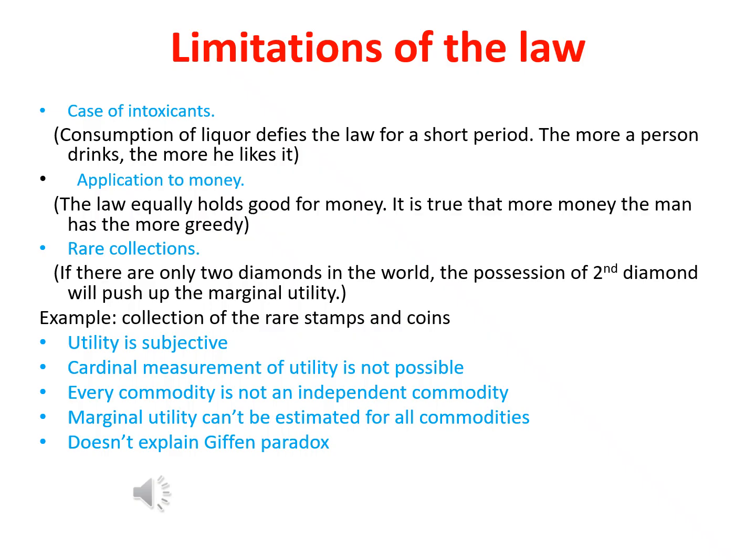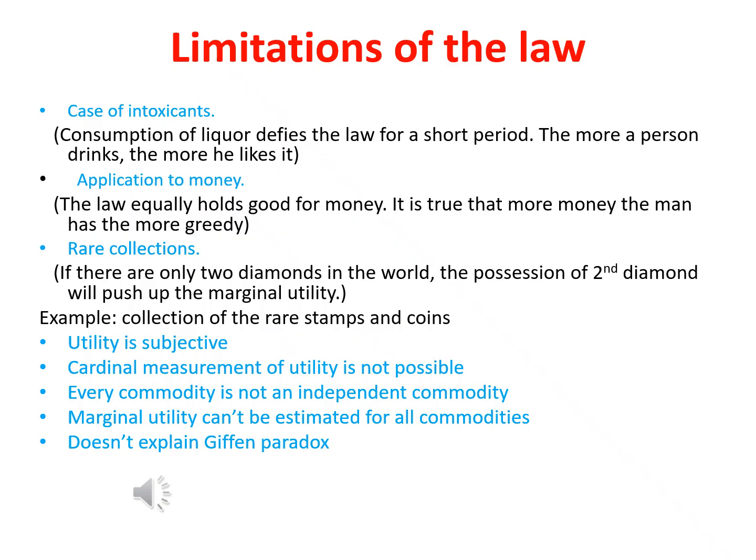Since utility depends upon individual preferences, experiences, and tastes, it cannot be measured objectively. This subjectivity limits the practical application of the law. The fifth limitation states that cardinal measurement of utility is not possible.